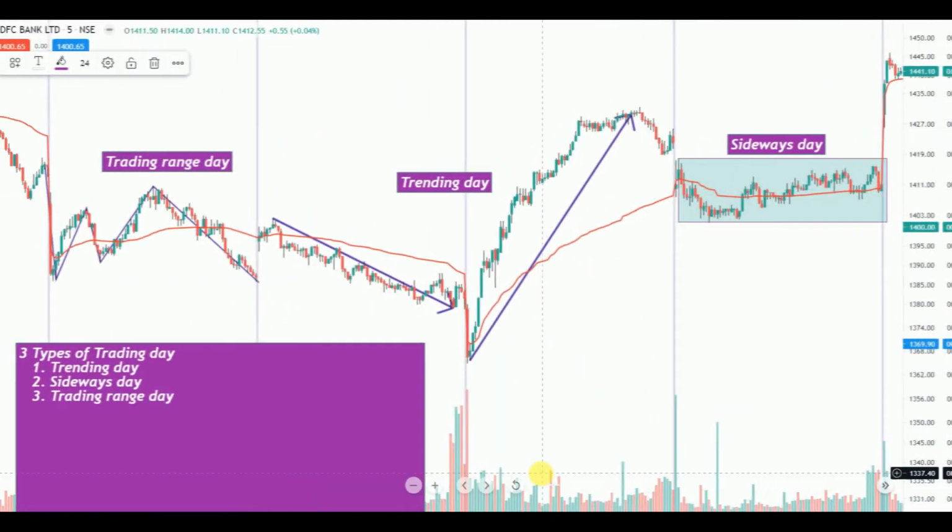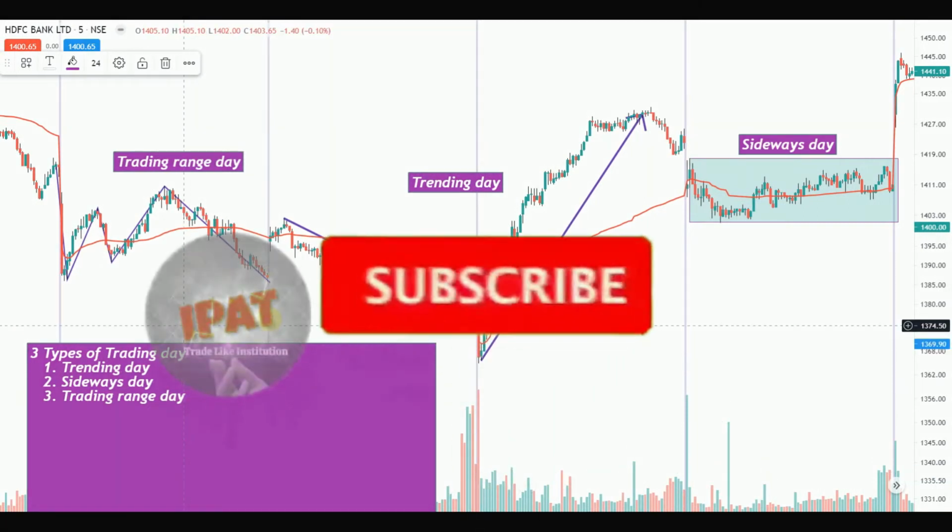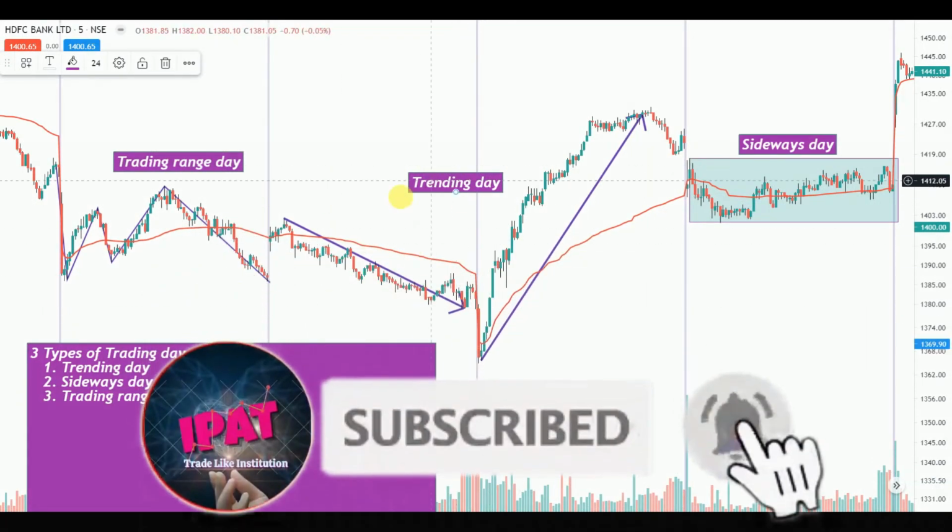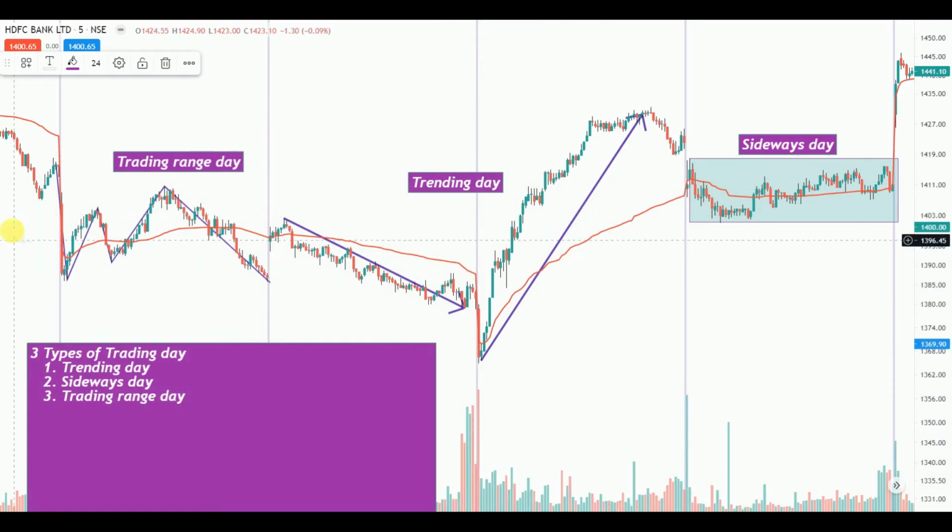So on the chart we have plotted the three types of day. These two will be trending days, this will be the trading range day, and this is the sideways day. You can clearly see the difference between the sideways day and the trading range day: during the sideways day the stock is not tradable, but during the trading range day the range can be traded. With only VWAP, we can't determine which type of day it is.